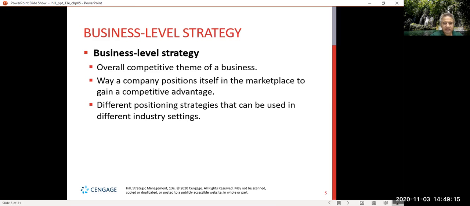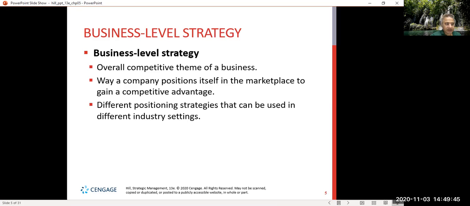Okay, next, different positioning strategies can be used in different industry settings. Even if the company can have a different kind of product, a company can have a different kind of business. Like if you look into different brands, Procter and Gamble, Lever Brothers, they can have a different kind of product. So they are pursuing a different kind of strategy for a different kind of product in a different industry.